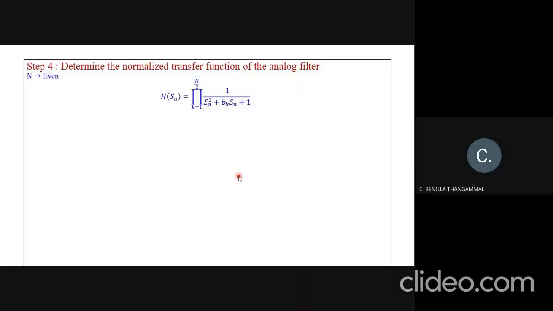Step 4 is to get the normalized transfer function of your analog filter. Here n is 2, so n is even. You just write the formula, and from the table you can pick your H of s as 1 divided by s square plus 1.414 s plus 1. Otherwise, substitute k equal to 1 to n by 2, that is 2 by 2, which is 1. So k is 1 and bk is nothing but b1. Substituting in the formula, 2 sine of (2 minus 1) pi divided by 2 into 2, which is 4, you will get 1.414. So the value is the same.